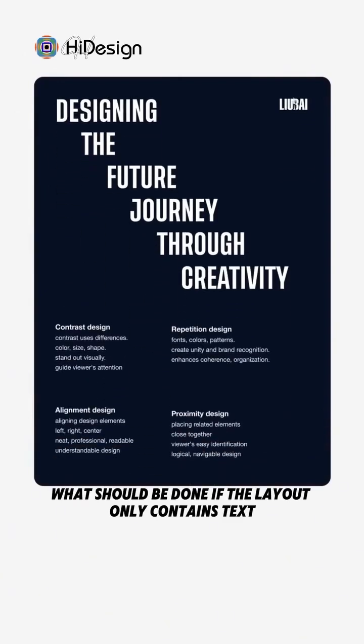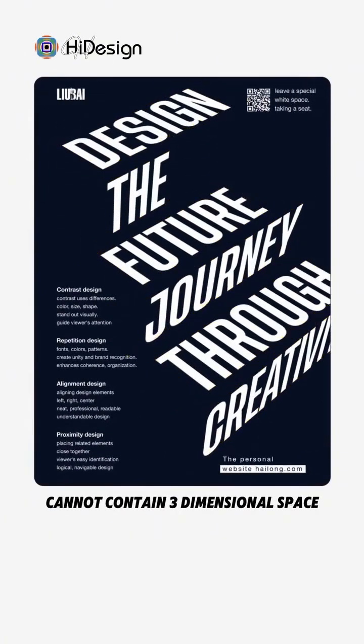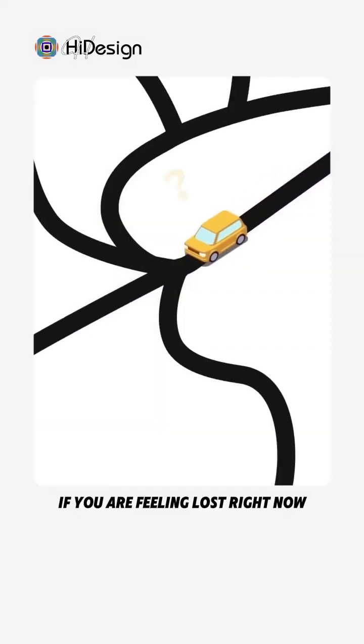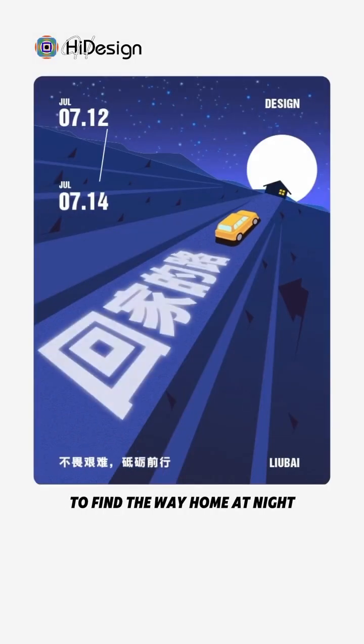What should be done if the layout only contains text? It is said that a two-dimensional plane cannot contain three-dimensional space. If you are feeling lost right now, the diagonal line will guide you to find the way home at night.